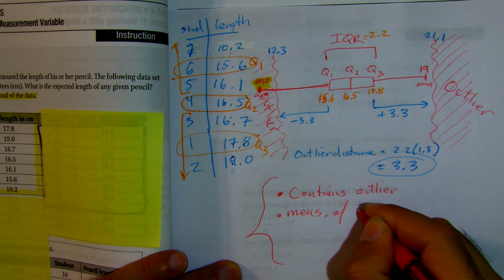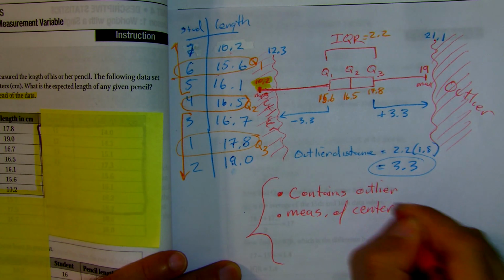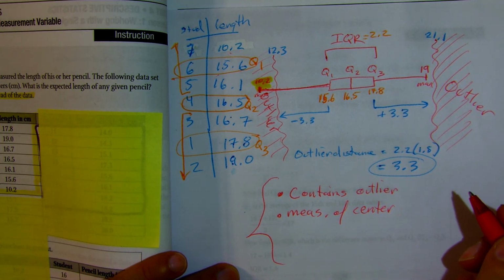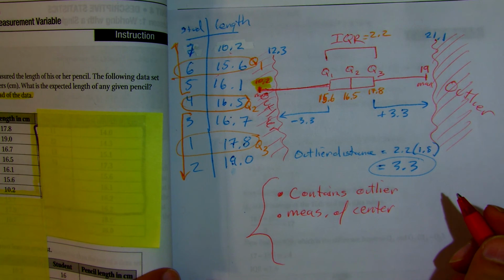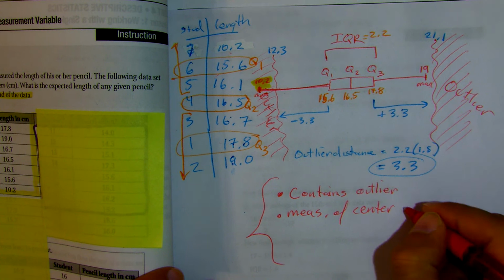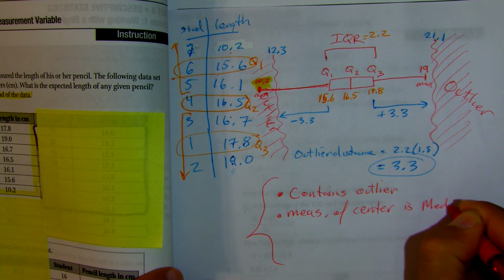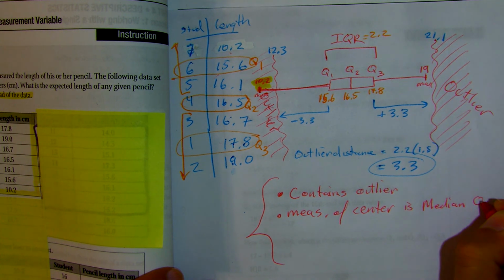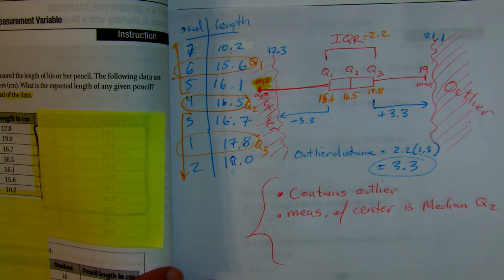And I'm going to go ahead and say the measure of center is going to be, when we have an outlier, if we have an outlier, then the measure of center is the median. And that's just our Q2.